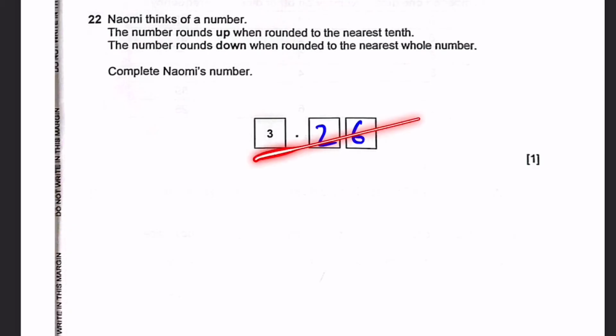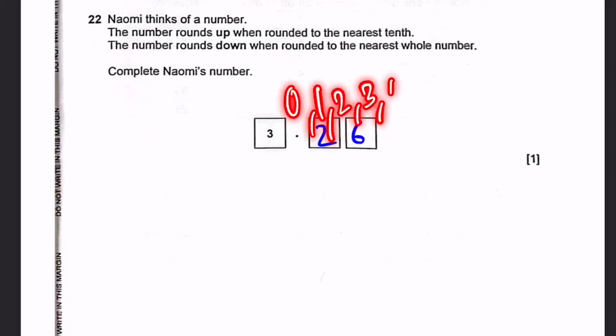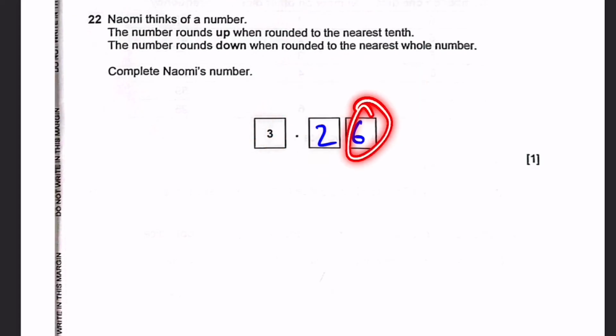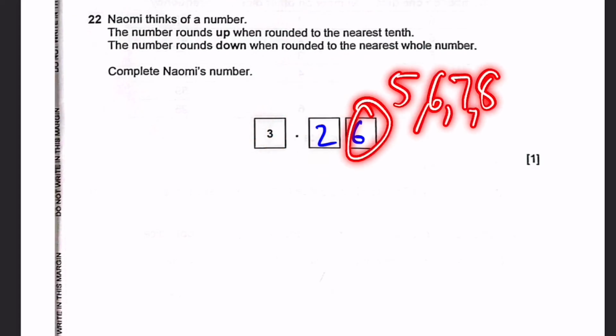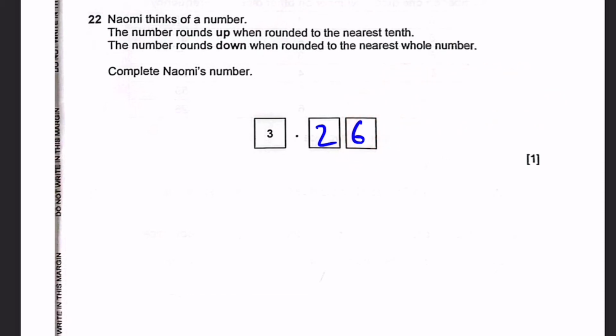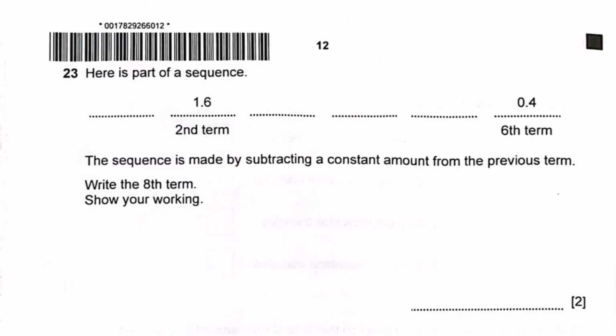So 3.26. You can put any number from 0, 1, 2, 3, 4 in the tenth digit over here. And over here, you can put 5, 6, 7, 8, 9. That's the answer. Question 23.